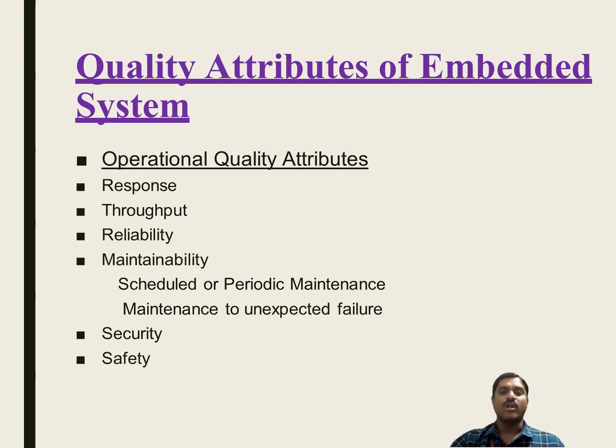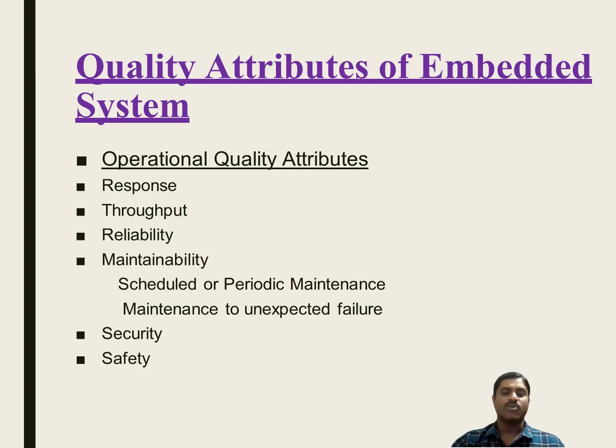Then we'll go for the quality attributes of embedded systems. These quality attributes can be classified into operational quality attributes and non-operational quality attributes. The operational quality attributes can again be classified into response, throughput, reliability, and maintainability, and maintainability can again be classified into scheduled or periodic maintenance and maintenance to unexpected failures. Another operational quality attribute is security and safety. So we'll see the operational quality attributes one by one.